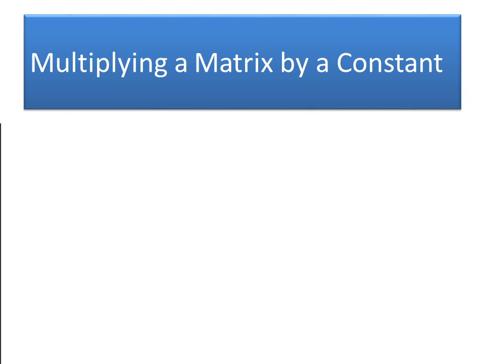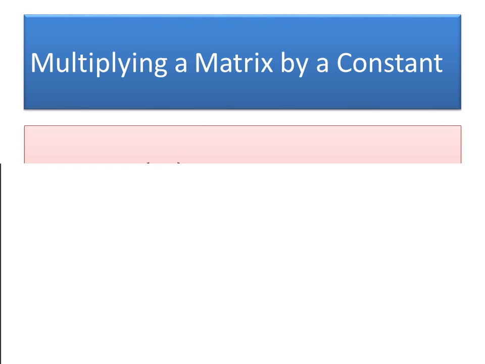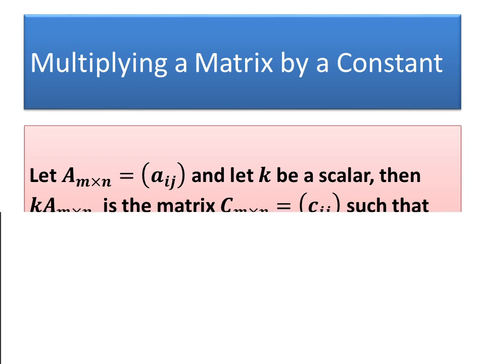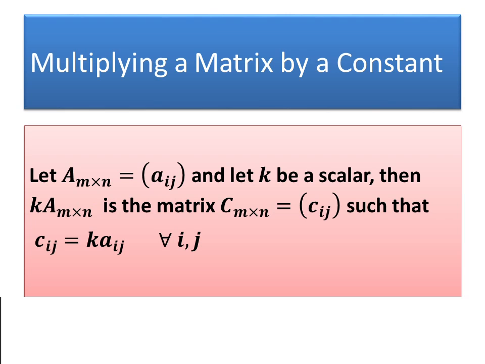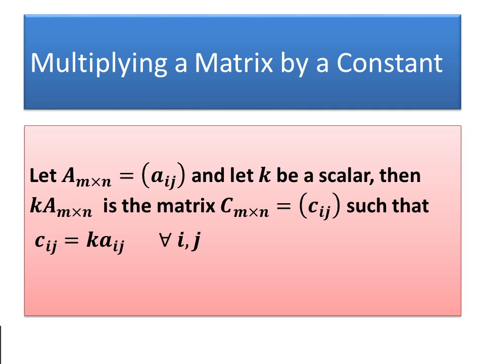Now we want to see what happens when we multiply a matrix by a constant or a scalar. So we say let A be a matrix of order m by n and let k be a scalar. Then multiplying the matrix A with k gives us a new matrix. We call it C, m by n, which has the same order. And this C has the element small c sub ij. The c sub ij is equal to k multiplied by the elements a sub ij for all i and j. And we'll have an example to make this multiplication clear for you.